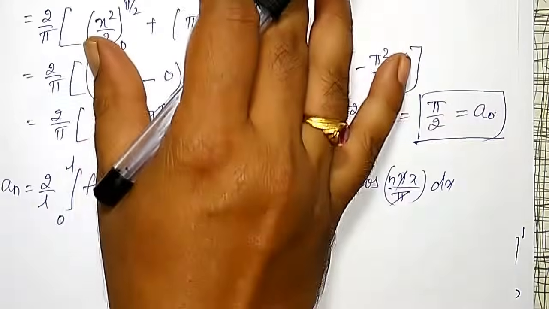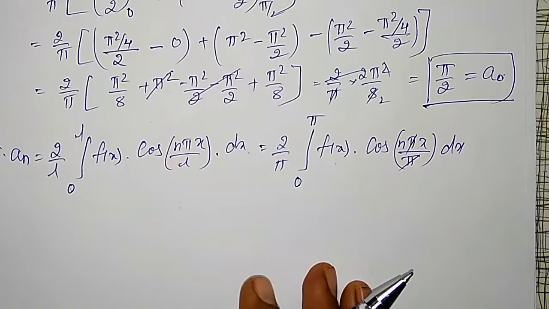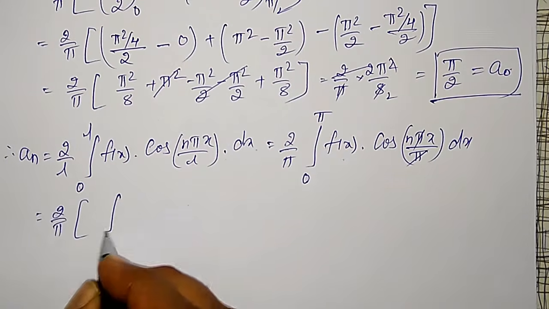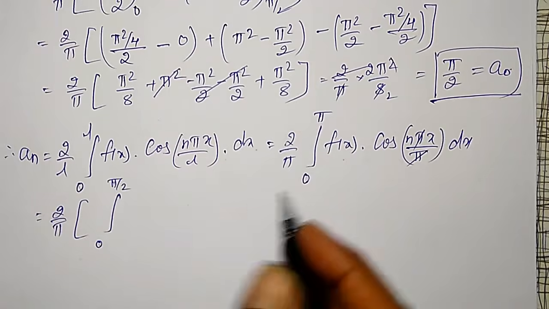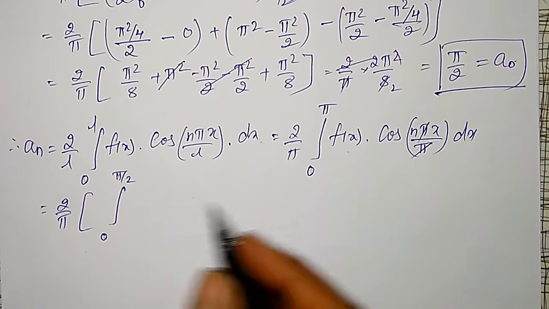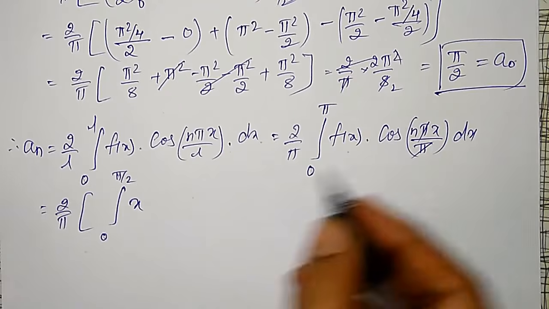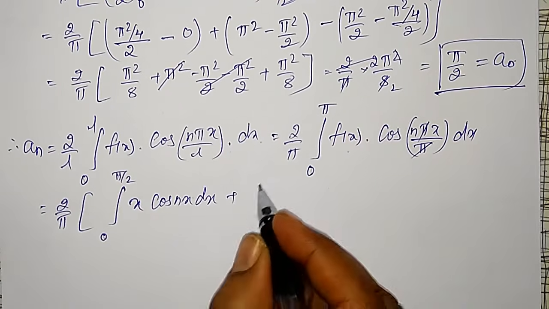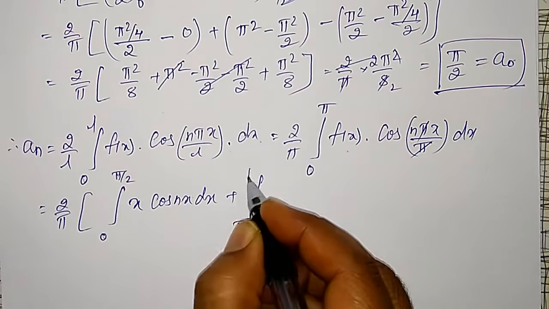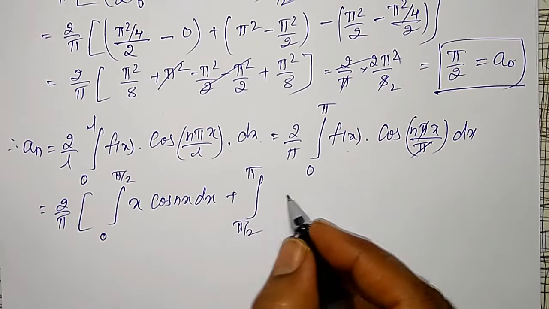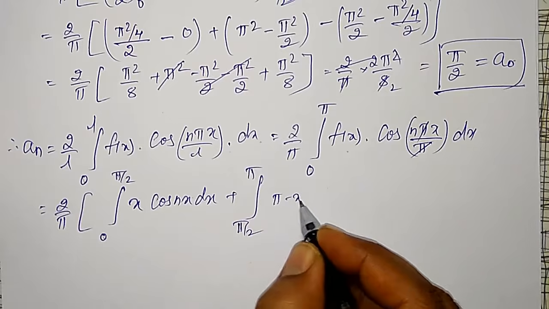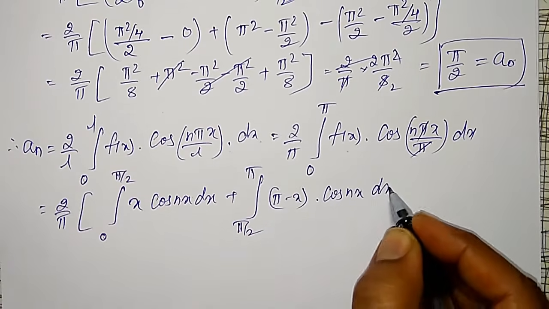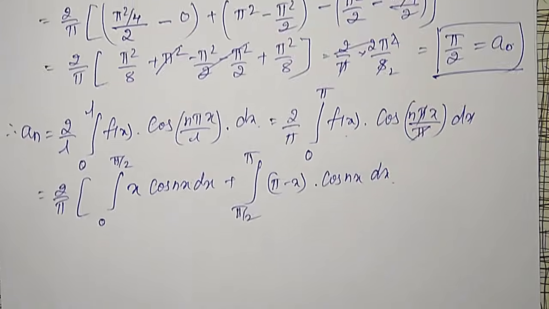Therefore I will split it into two integrations, with 2 by pi outside: integration from 0 to pi by 2, where f of x is defined as x into cos nx, plus the second interval, pi by 2 to pi, where f of x is defined as pi minus x into cos nx dx. This one I have to evaluate now.